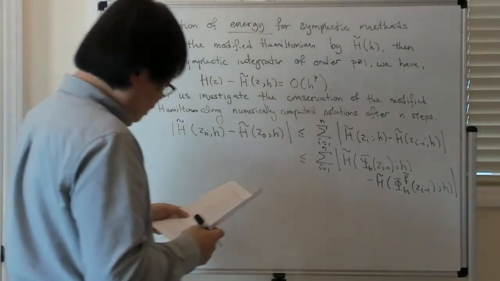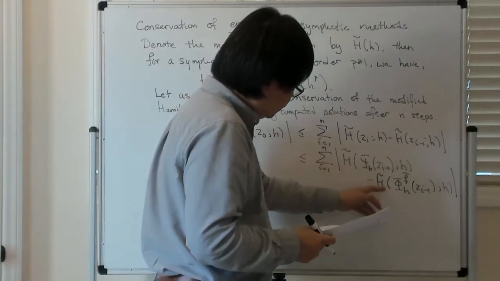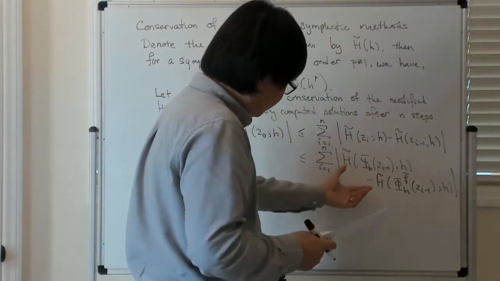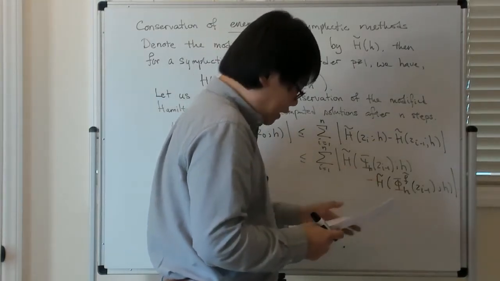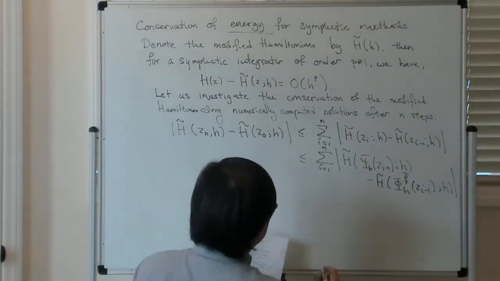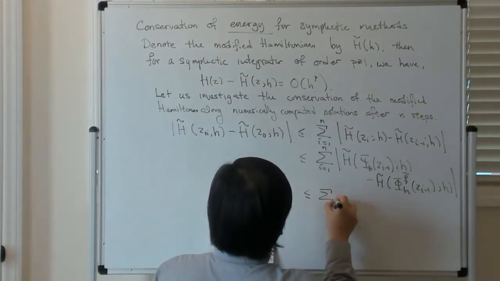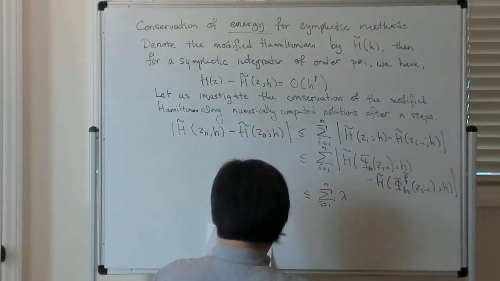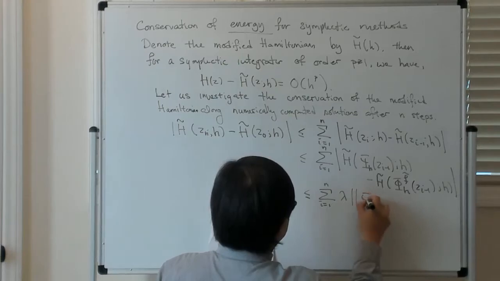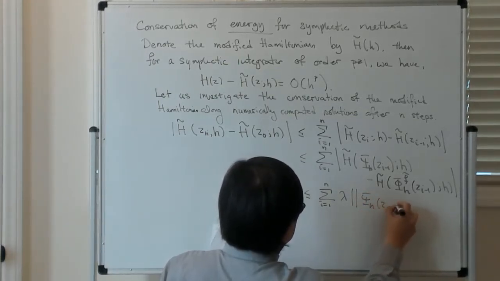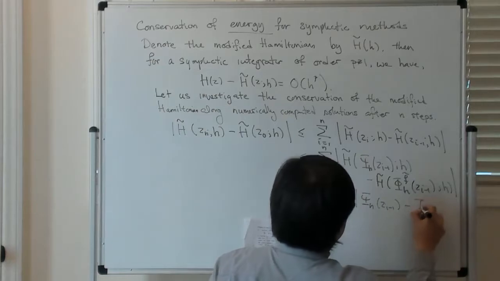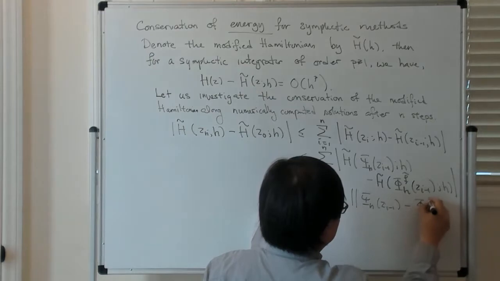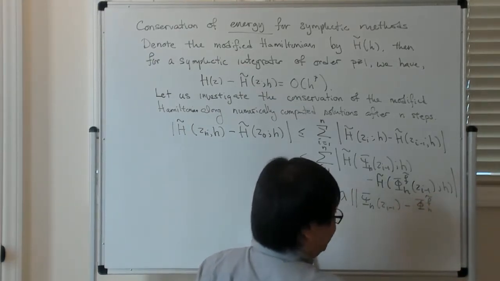Okay, so now the next thing you do is assume that the modified Hamiltonian is Lipschitz, so I rewrite this just in terms of the difference of the values I'm evaluating it at. So this is less than or equal to the sum from i equals 1 to n of some Lipschitz constant of the modified Hamiltonian times the difference between these two flows applied to the same point. This is the numerical symplectic integrator, and this is the exact time h flow of the modified vector field.